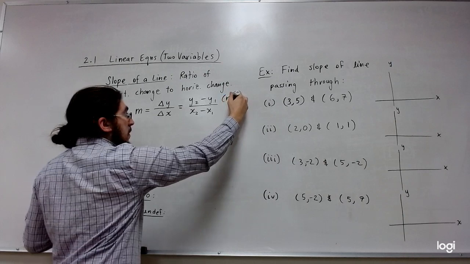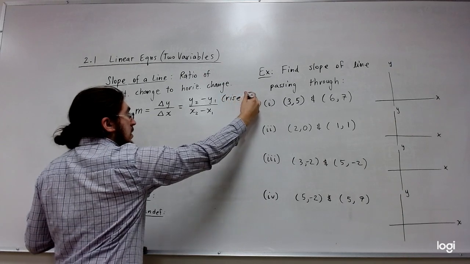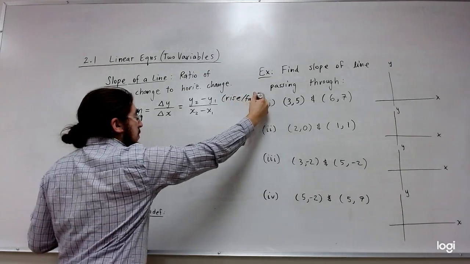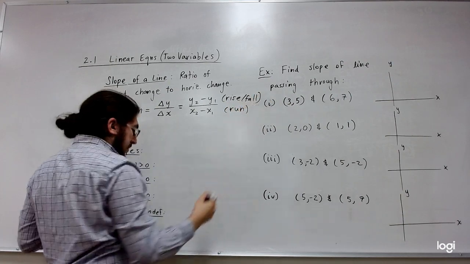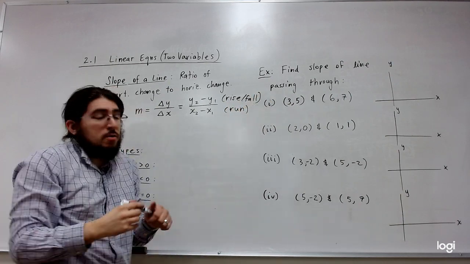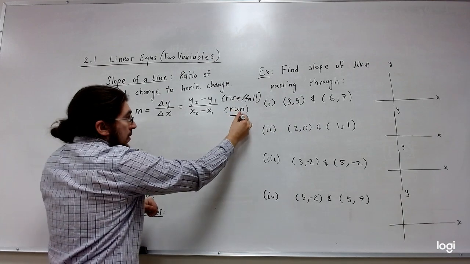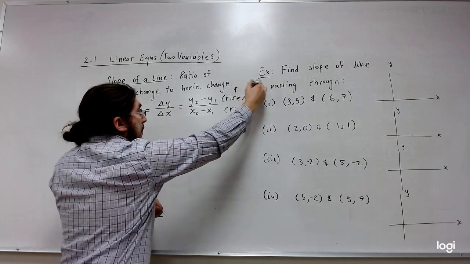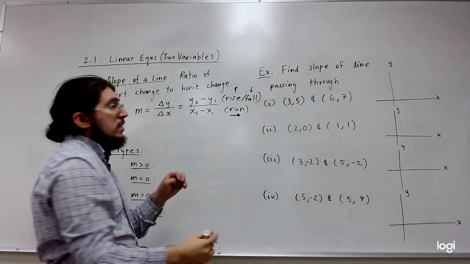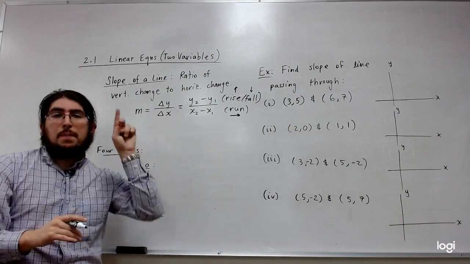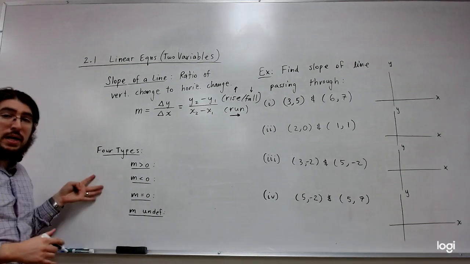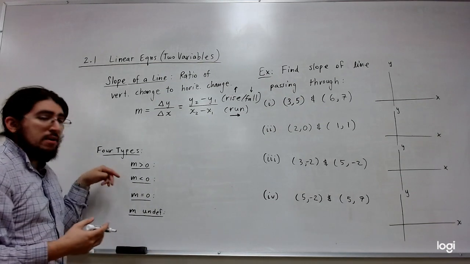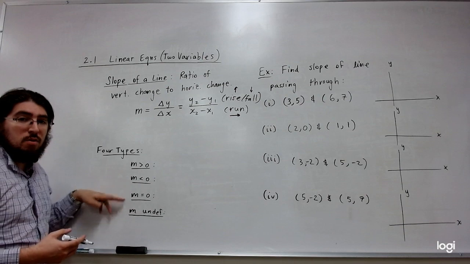Very often people remember this as rise over run. Technically though, it could be a rise or fall over run. So just to remind you, this run will always go from left to right. Rise can go up, fall can go down. So the way to visualize it is either you go up and over or you go down and over. And here I explained that there are actually four types of slope. Either the slope is positive, negative, zero, or even undefined.